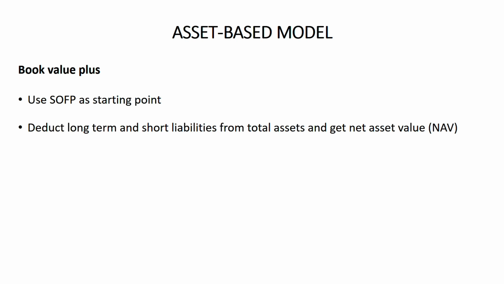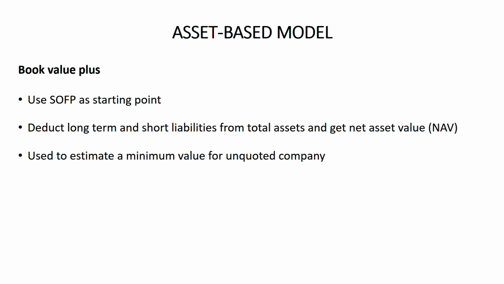Why does it not include intangible assets? Because there's another method. The second method is about intangible assets, which we are going to cover after we cover this method, book value plus. So for that, we have another method. Whenever you're given goodwill or intangible assets, don't include them with total assets, exclude them. Add only the tangible assets, then deduct both short-term and long-term liabilities and get the net asset value, then use it to estimate a minimum value for an unquoted company.